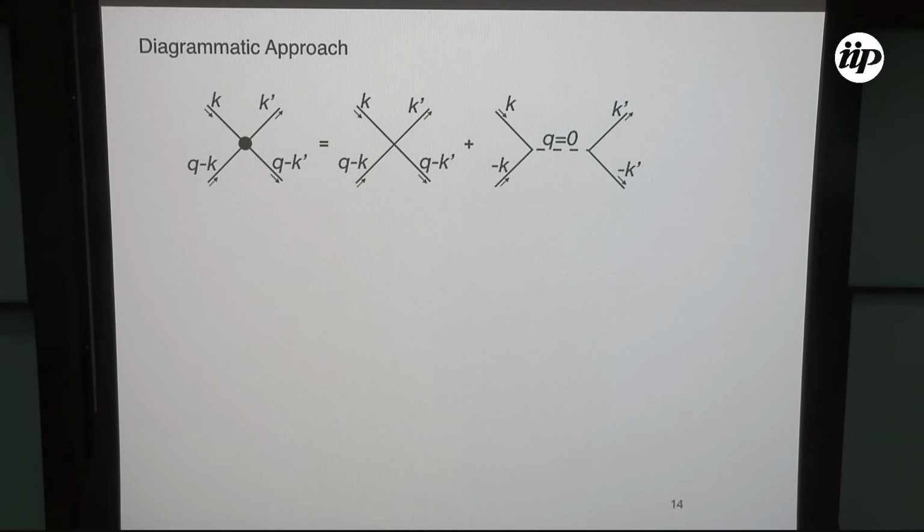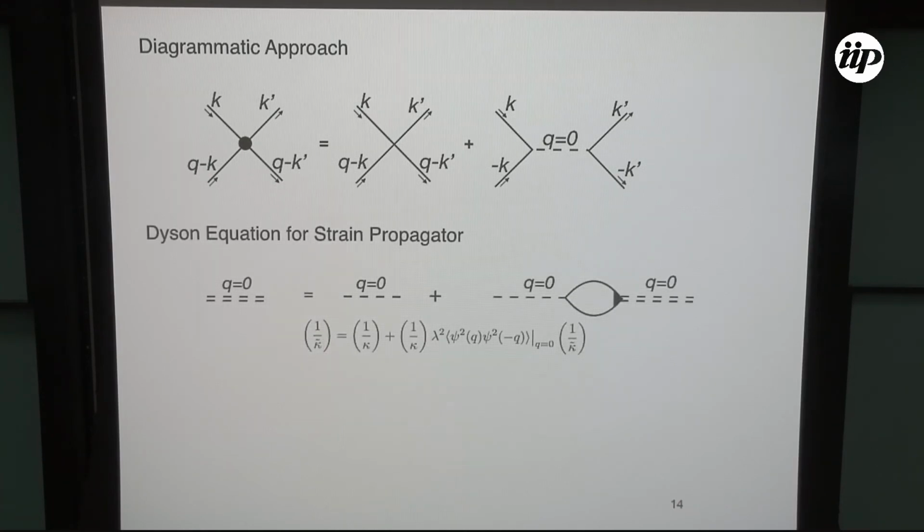Now, we can actually also derive this using a diagrammatic approach. What we're interested in is looking at the quartic term in the low energy effective action. The quartic term will have the bare term plus the term due to this classical strain interaction, infinite range. And we can write down a Dyson equation for the strain propagator that looks like this.